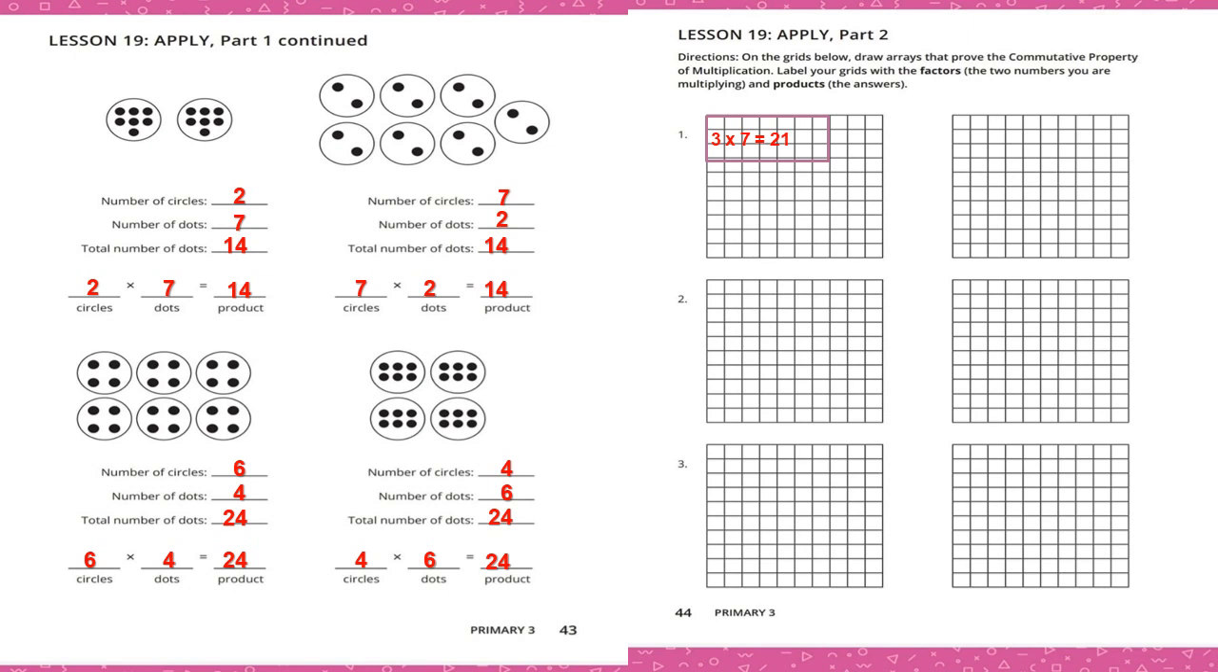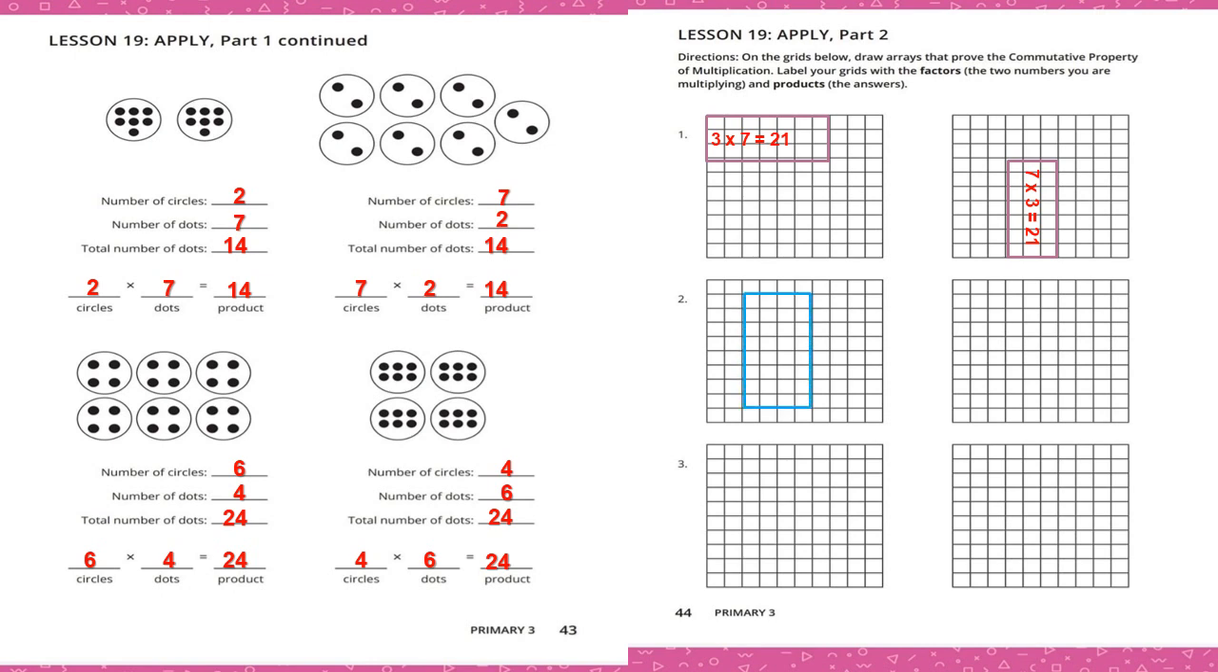Here we make the opposite of this array. We take 7 rows and 3 columns. Then the multiplication equation is 7 times 3 equals 21.